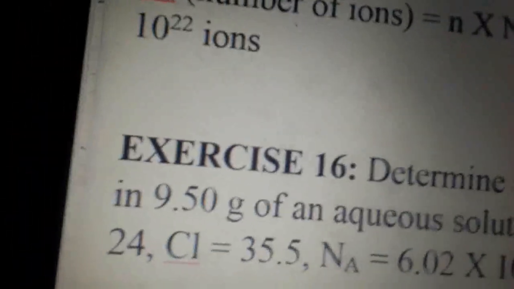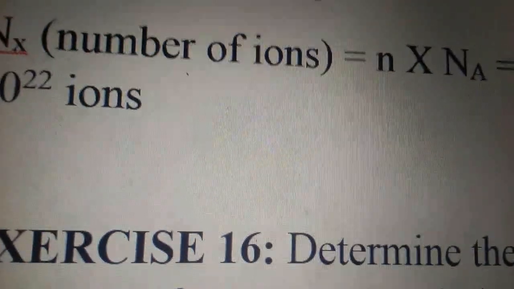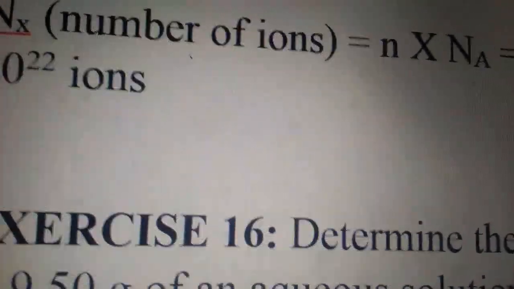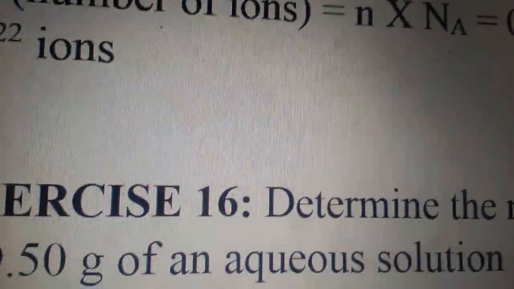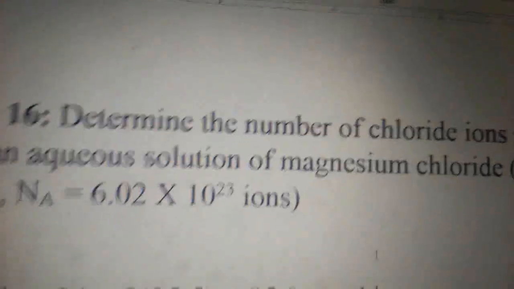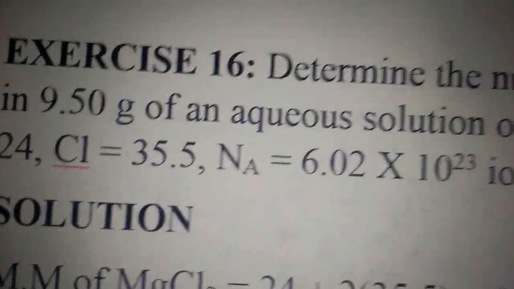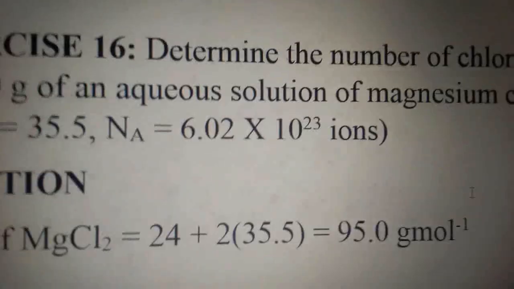3.01 times 10^22 ions. So finding the number of ions is somehow a little bit tricky. It's not as straightforward as finding the number of atoms or number of molecules. You have to find the number of moles of the substance given to you, ionize the substance to bring out the ions, then work from the chemical equation and calculate the number of moles of the ions. The example says, determine the number of moles of chloride ion present in 9.5 grams of aqueous solution of magnesium chloride. You are given Mg 24, chlorine 35.5, Avogadro's constant 6.02 times 10^23 ions.